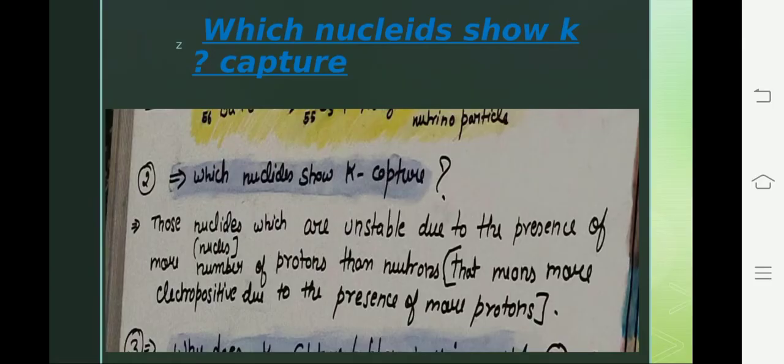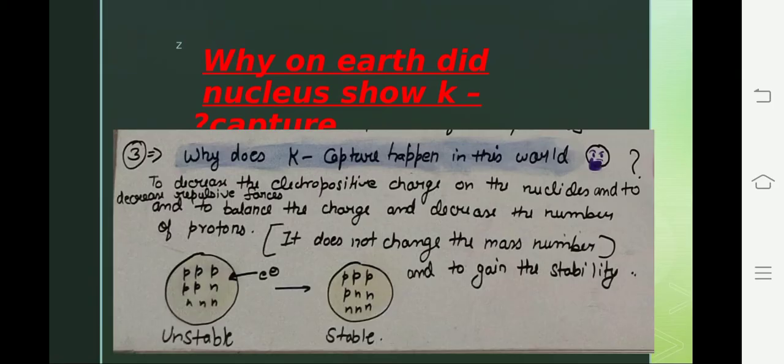Now, which kind of nuclides show K capture? Those nuclides which are unstable show K capture. And why are these nuclides unstable? These nuclides are unstable because of the presence of more protons than neutrons. Because of the presence of more protons, they are electropositive in nature, and due to the high positive charge and the high repulsive force, they are unstable. So to become stable from the unstable state, these nuclides capture an electron and convert into a stable form.